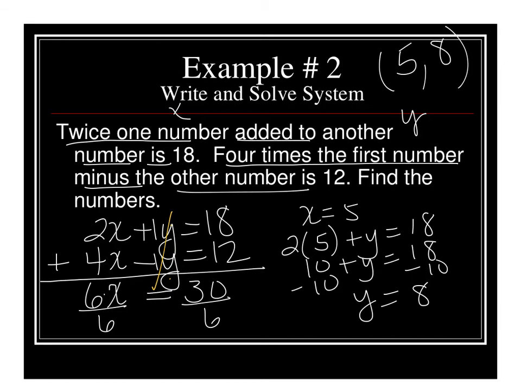And I can try it on the other one. If I take my 5 and I substitute it in here, 4 times 5 is 20, minus 1y, which is 8. 20 minus 8 is 12, so they both work out.